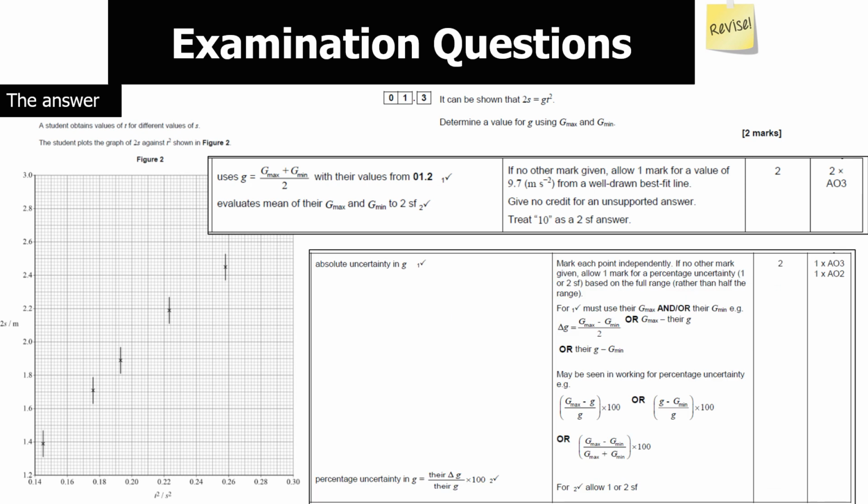Now your percentage uncertainty is based on your absolute uncertainty in g. Your absolute uncertainty in g is going to be the range divided by 2, which is g max minus g min, divided by 2. That then gives you your absolute uncertainty. So therefore it's going to be the change divided by the value, times by 100 to get your percentage uncertainty out, because percentage uncertainty is always the absolute divided by the average value times by 100.